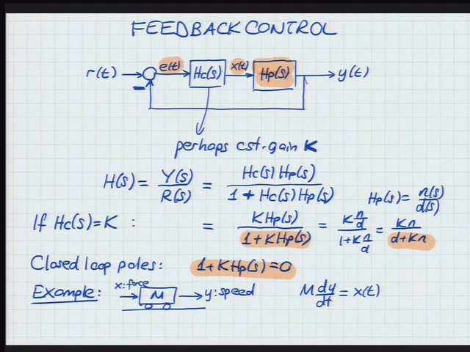Remember, the plant relates x to y. X is what I can manipulate, that's the force I apply, my control variable. And y, speed, is what I'm trying to regulate. So what is the transfer function of this plant? I'm going to call it HP because it relates x to y. So what is HP of s? That is y of s by x of s.